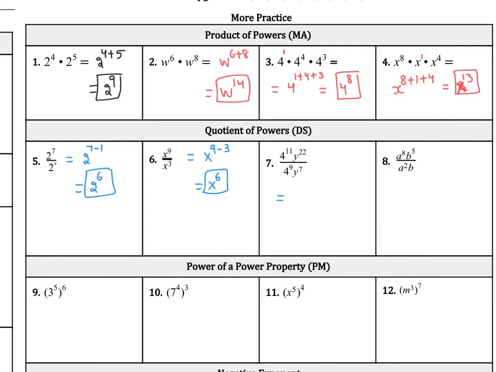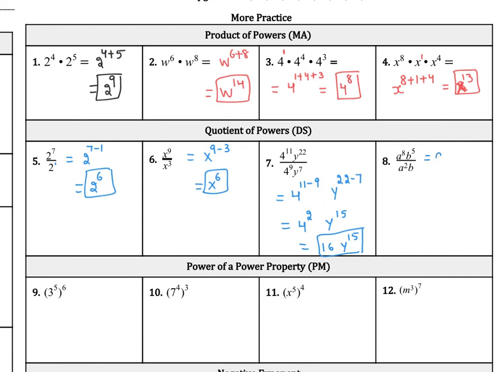There are going to be two things here. You're going to treat the 4 to the power differently and the y to the power differently. So that's going to be 4 to the power 11 minus 9, and y is 22 minus 7. That's going to be 4 to the power 2 and y to the power of 15. So the answer is going to be 16 y to the power 15.